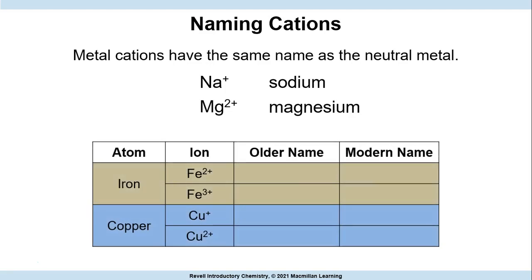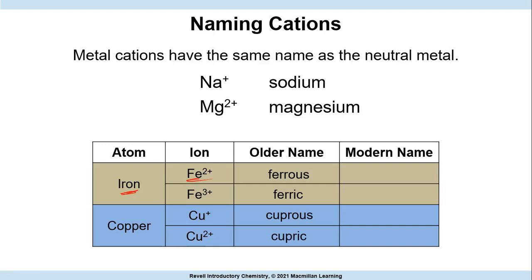Here we have other examples. For example, we have iron and copper. There are 2 conventions: there is an older way of naming them, and there is a modern way. For example, for iron 2, the older name will be called ferrous, and iron 3 will be called ferric. Now for copper, the older name for copper 1 is cuprous, and copper 2 is called cupric.